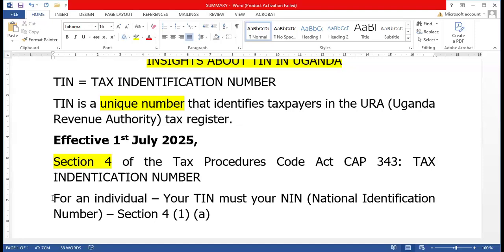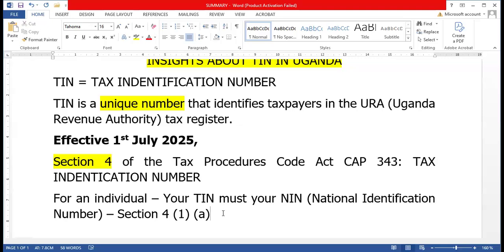Okay, previously we used to have TINs with digits different from the NIN. That is before 1st July 2025. Those who obtained the TIN before 1st July 2025 had TINs different from their NIN. But effective 1st July 2025, your TIN will be your NIN. So take note of that.